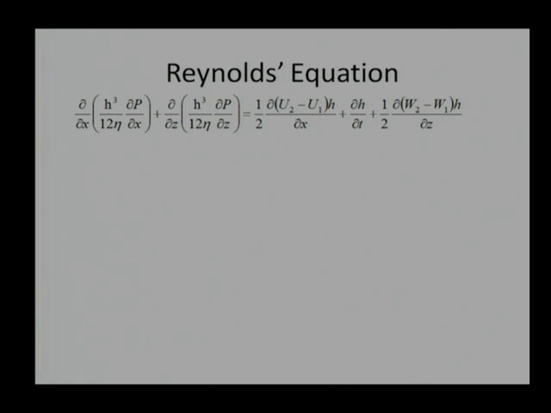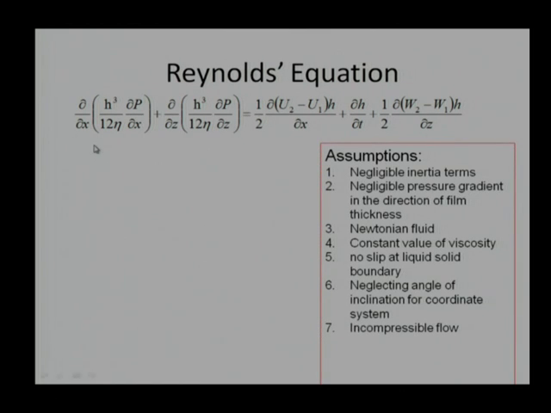Now, coming back to the Reynolds equation, we want to find out the various variations. We derive this equation with a number of assumptions. We say that the inertia term is negligible, and the pressure gradient along the y direction is zero, that means there is no variation along the y direction. Whatever we choose, pressure will remain the same at any y location.